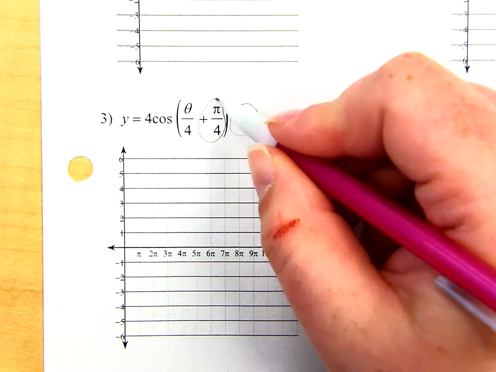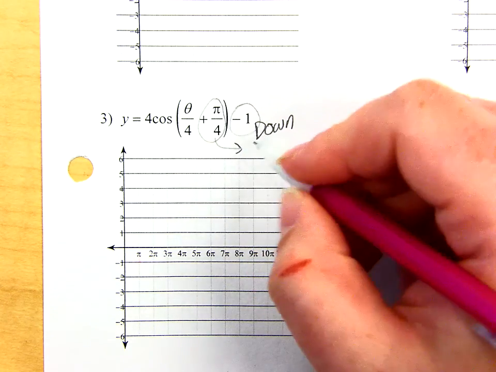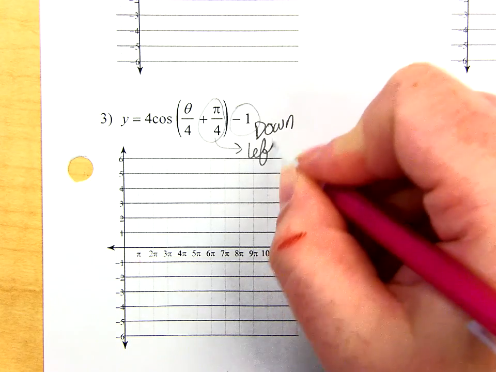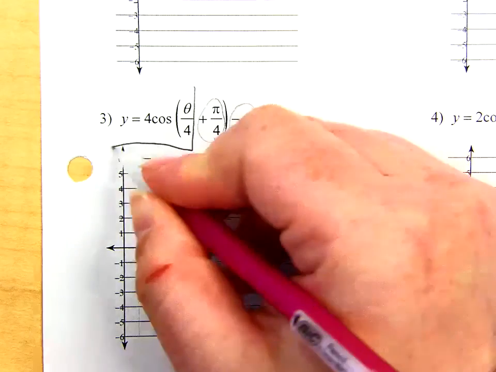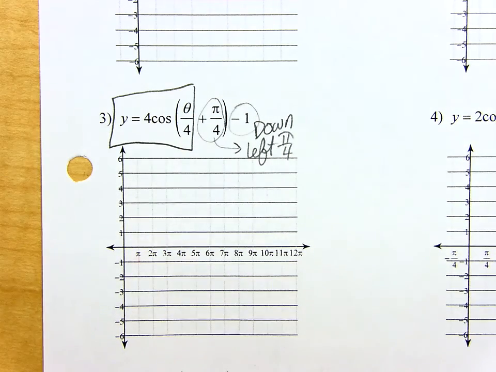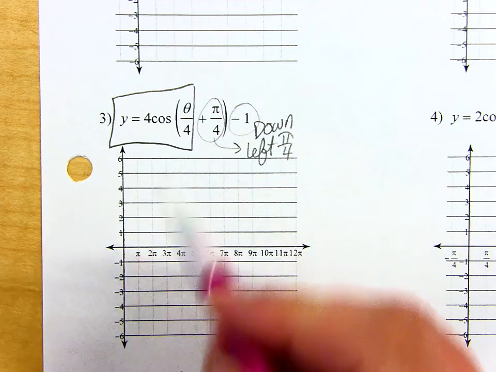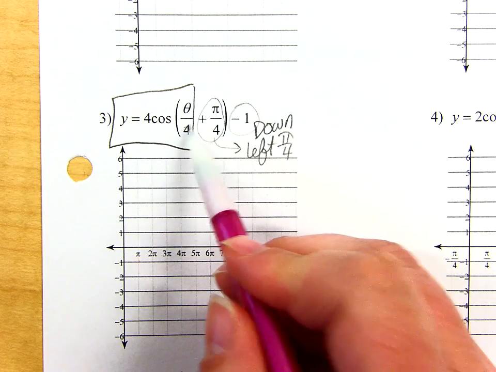Plus pi over 4 will really mean to do what? That will be a left pi over 4. And then I'm going to graph this just like I normally do. So how do I normally do it? Well, I start with the period. It's 2 pi divided by that.